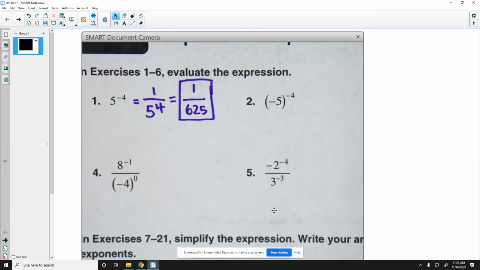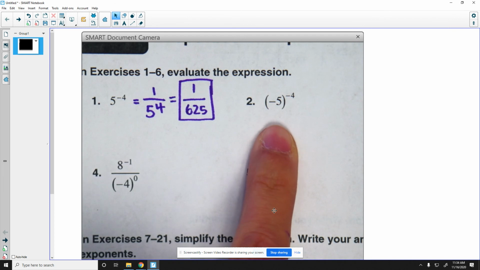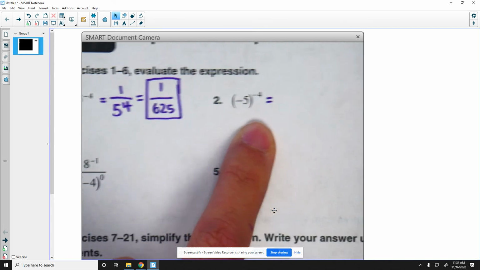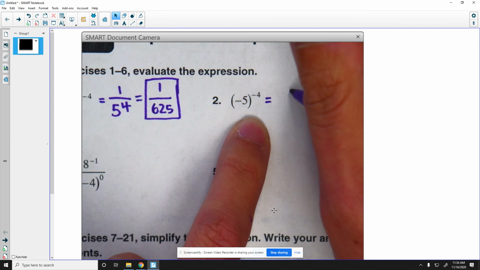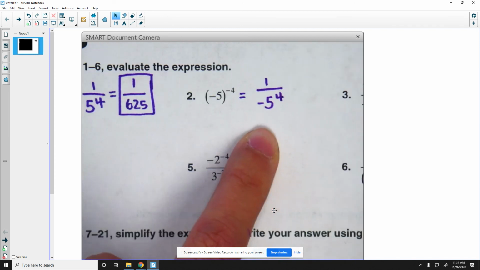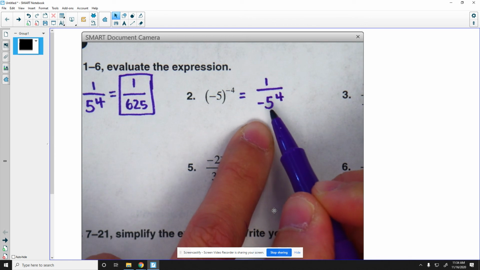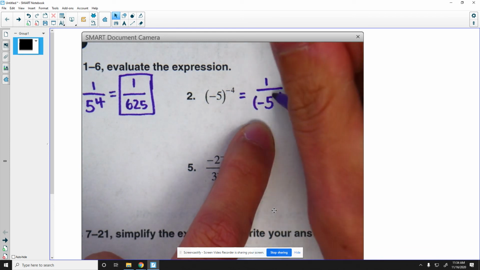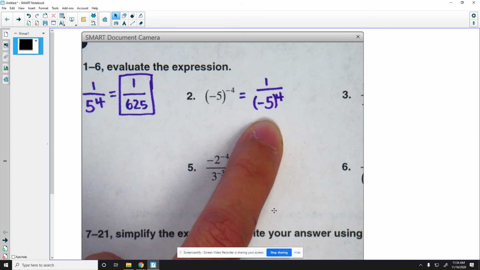Okay, number two, -5 to the negative fourth power. So for this one, I know as the online person just said, if I have a negative exponent, I have to flip it. So here's my question for you. When I flip it for number two, do I have to put the -5 in parentheses, or is it okay if I just leave it without? I need the parentheses, guys. So for positive numbers, it doesn't matter if you have parentheses or not. But for negative numbers, it does make a difference. You have to have parentheses for negative numbers.